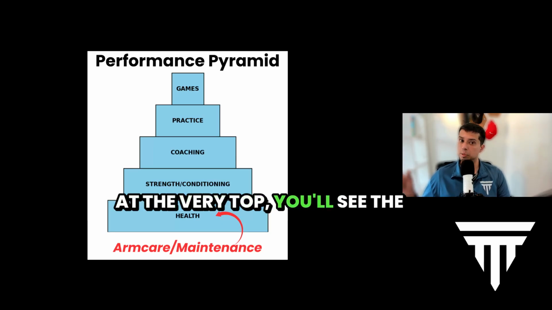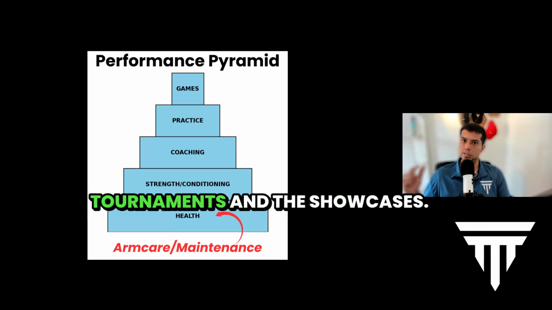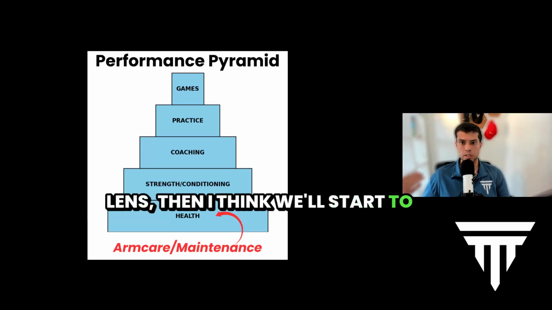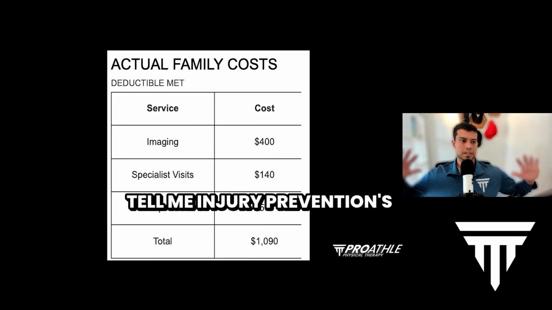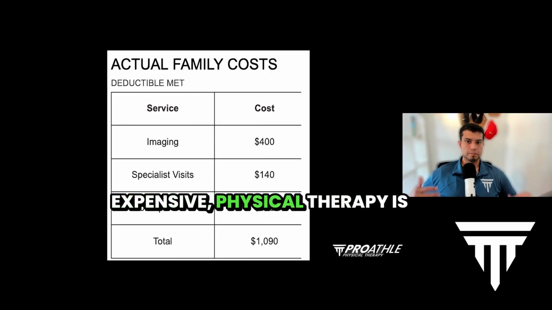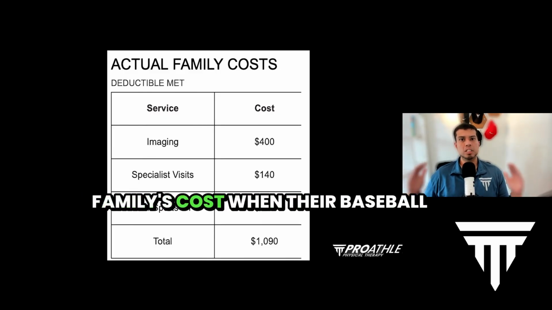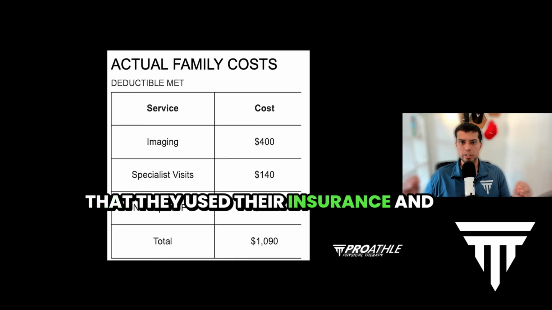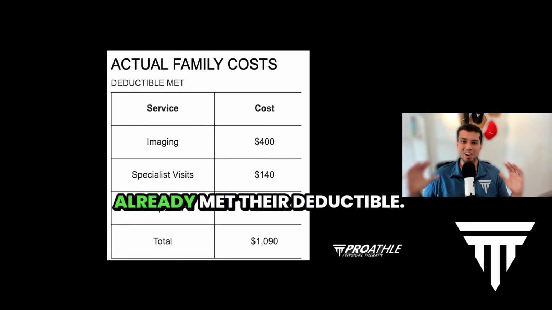At the very top, you'll see the least important, which cannot stand on its own, are the games and the tournaments and the showcases. If we start to view it from this lens, then I think we'll start to be able to solve this problem that we've seen. Now, again, I know you're going to tell me injury prevention is expensive. Physical therapy is expensive. I want to take you through an actual family's cost when their baseball player was injured, keeping in mind that they used their insurance and they had already met their deductible. I want to repeat that they had already met their deductible.